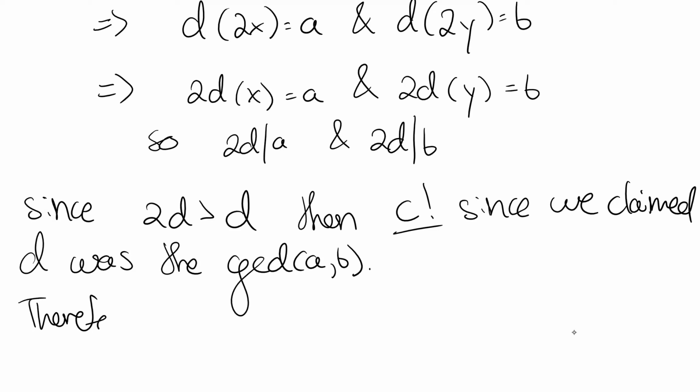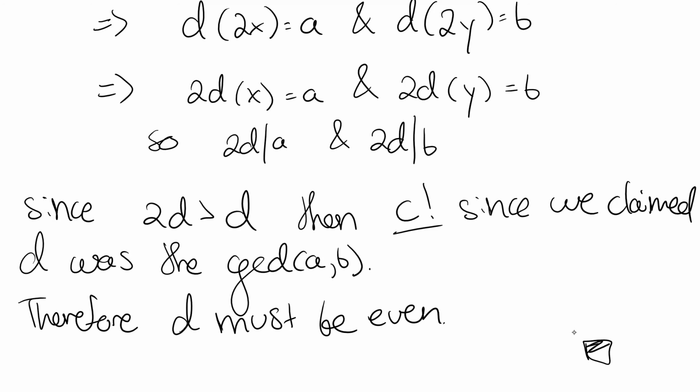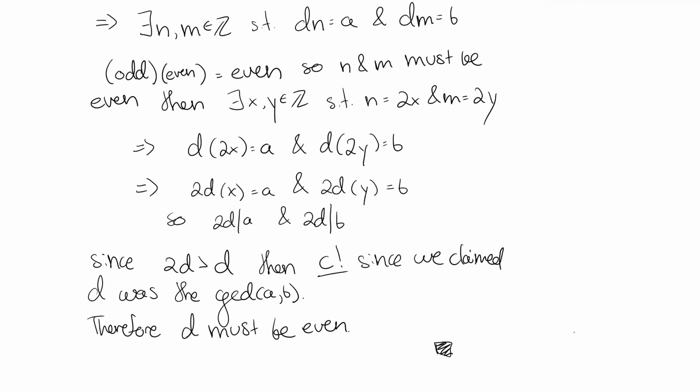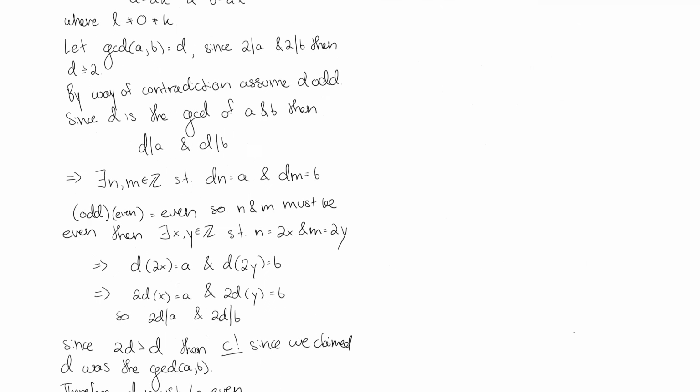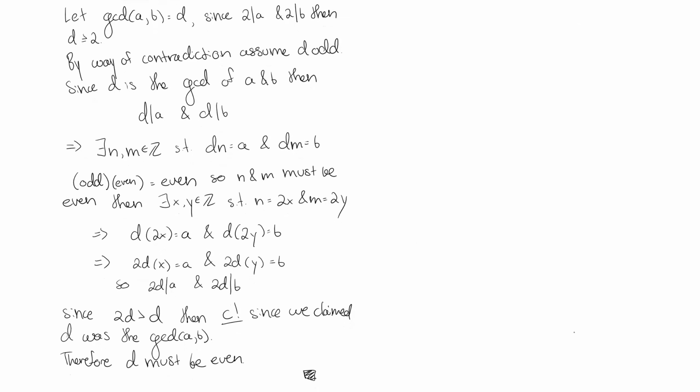Therefore, D must be even. Woohoo! Okay, so the thing I said in the beginning, that wasn't very helpful, but we didn't know it at the time, and it's okay. It's okay to have things that are true or correct, but that are maybe not very helpful. That happens to a lot of people a lot of the time.